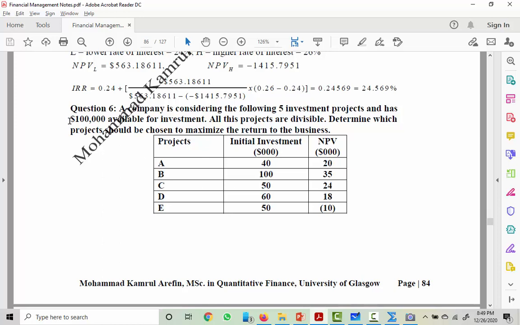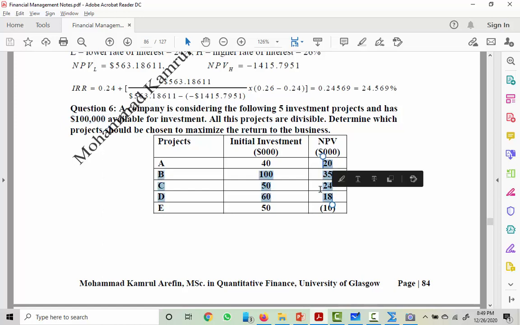But we have a shortage of capital. If we had a sufficient amount of capital, we could invest in all these projects, no problem with that. But since we have a shortage of capital, we have only $100,000 in our hand. So we cannot invest in all the projects.